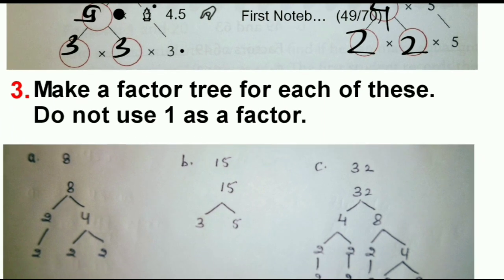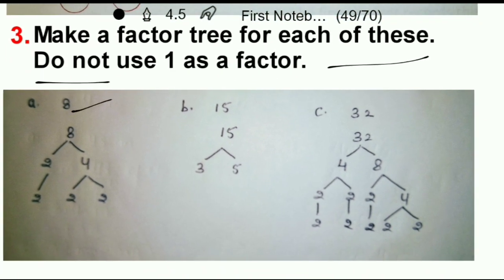Next, make a factor tree for each of these. Do not use 1 as a factor. It means we don't have to use 1. How to write 8? 2 fours are 8, and this 2 remains the same, and this 4 we can write as 2 into 2. 15 is 3 into 5. After that, when the last numbers are prime, we do not have to do anything, because when we get prime numbers in the factor tree method, only then it is completed. So 3 and 5 are the prime numbers.